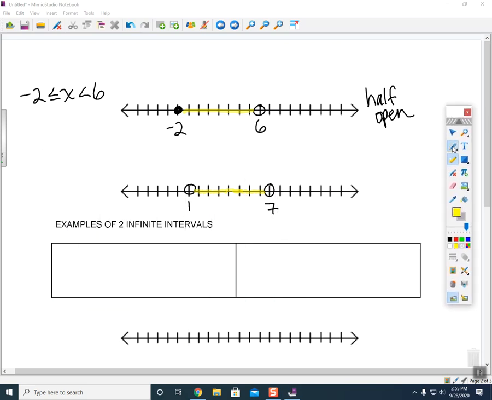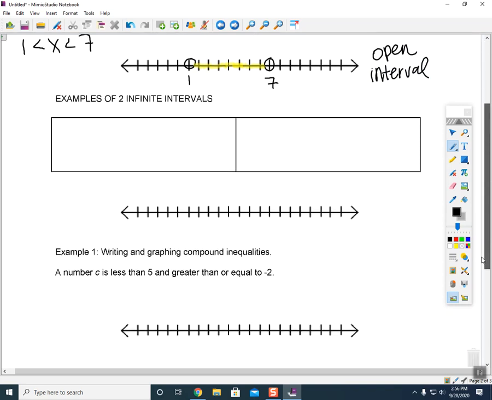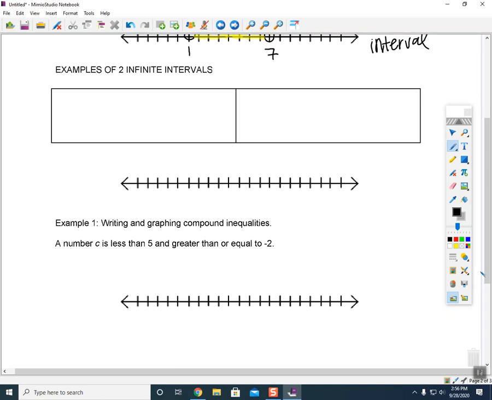So if I were to write the inequality for this, I have an open circle on 1, an open circle on 7, so I'm going to have 1 is less than x is less than 7. Both of my points have open circles on them. This is called an open interval. All right, all of those are finite intervals that use the word and.